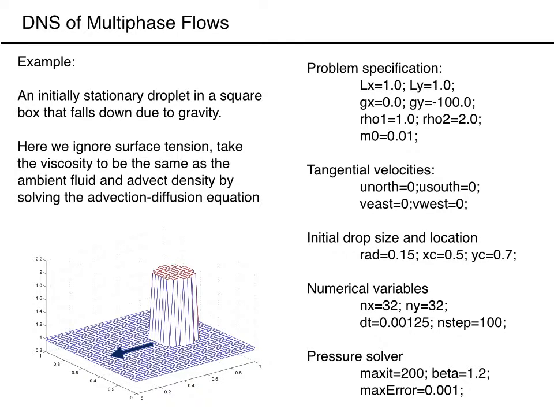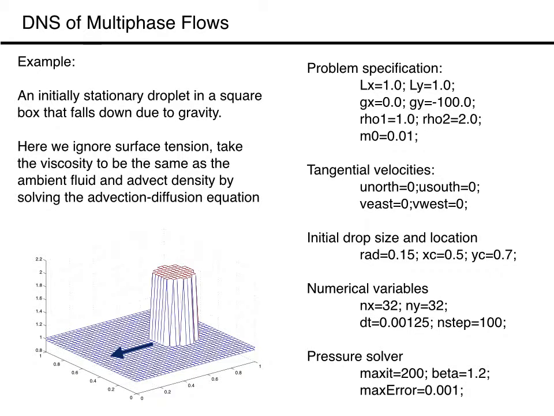To test our code, we use it to simulate the fall of a circular drop in a square domain. It is important to start with a simple problem that is easily solved, so we take the density of the drop to be only twice that of the ambient fluid. The tangent velocities at the walls are 0, explicitly set by specifying u north and so on, and the normal velocities are also 0 since the velocity field is initially set to 0 and the boundary points are not updated.